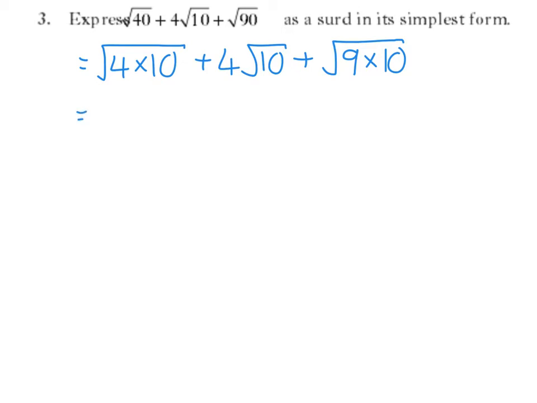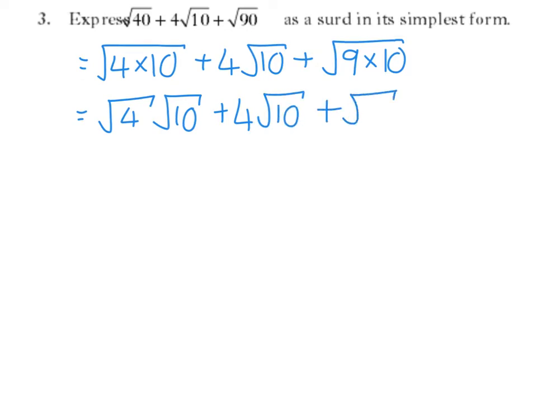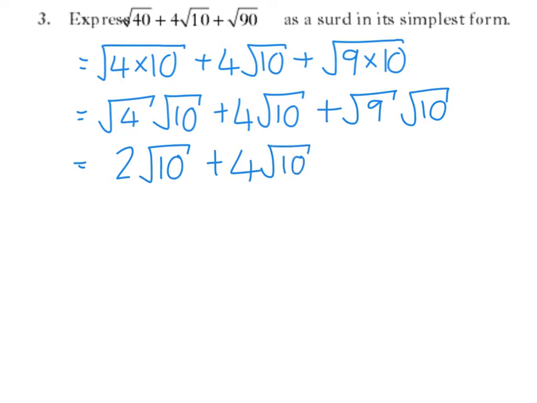So root 4 times 10 can be split into separate roots, root 4 and root 10. Then we have our plus 4 root 10 in the middle. And then at the end, two separate surds, root 9 times root 10. So the square root of 4 is 2 root 10. And then we have 4 root 10. And the square root of 9 is 3, then root 10.